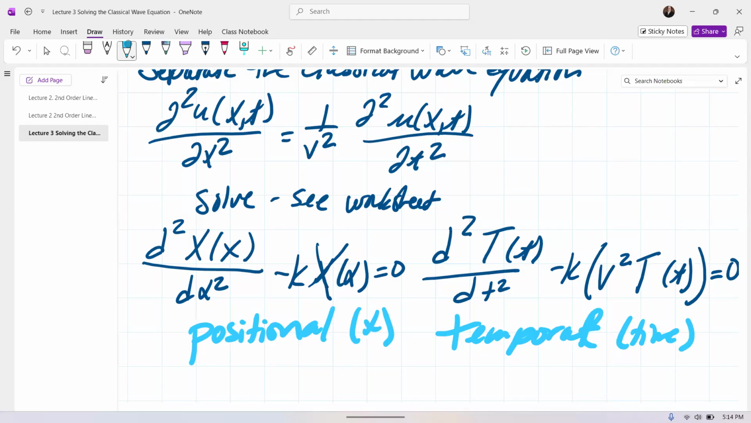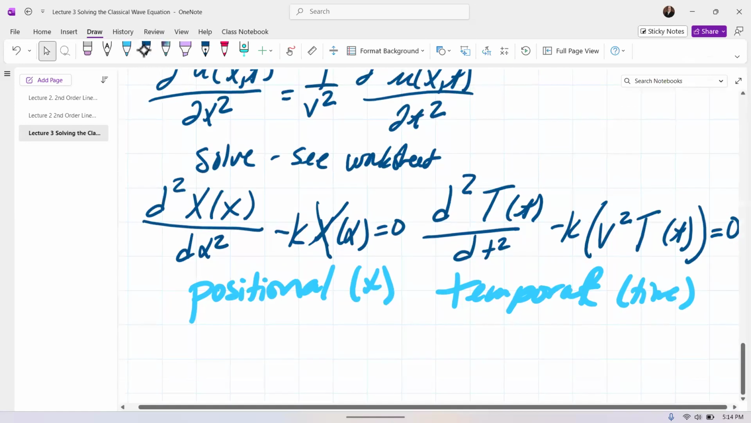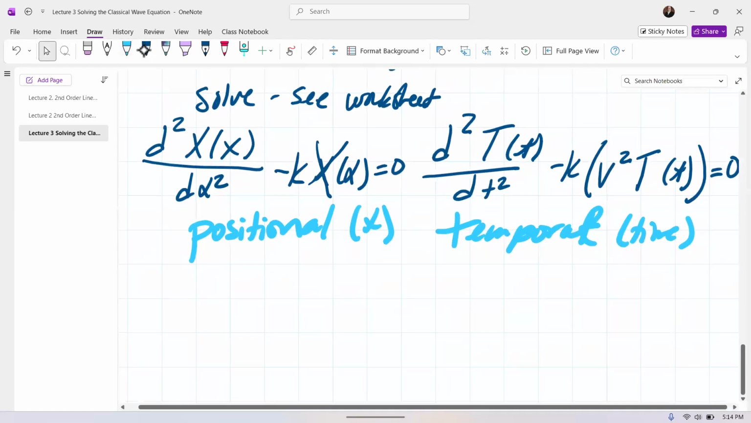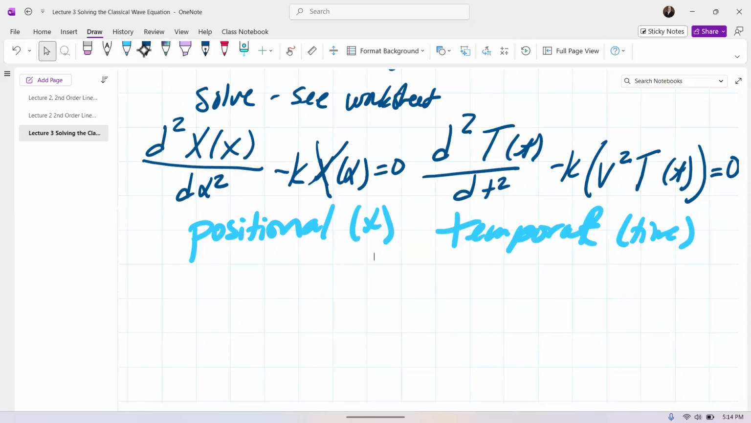When we have the separated equation, there's a few things we should take note of. Do you see that they're second order linear homogeneous differential equations? There's two of them here. We can solve each one using the procedure we learned last time. Note that k is not actually known, but it is what holds the equation together. See, they both have a k.